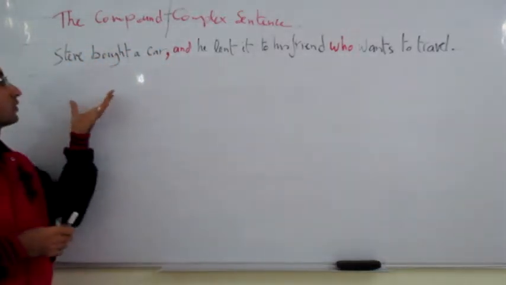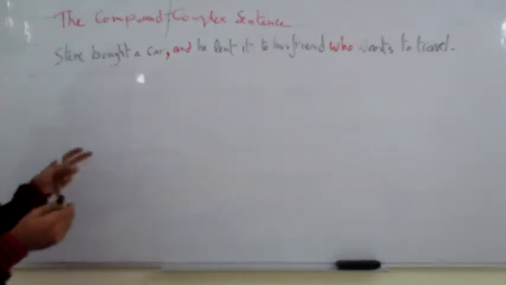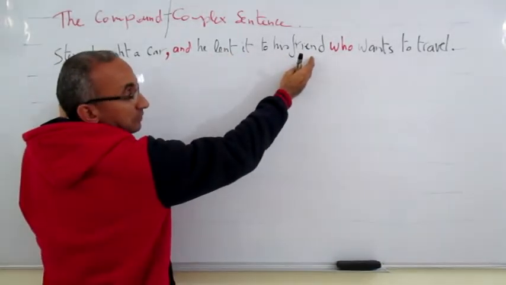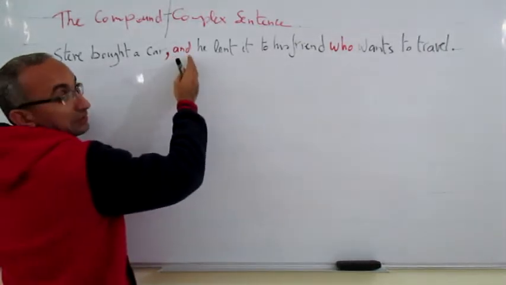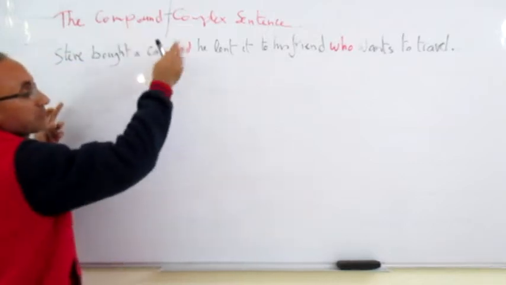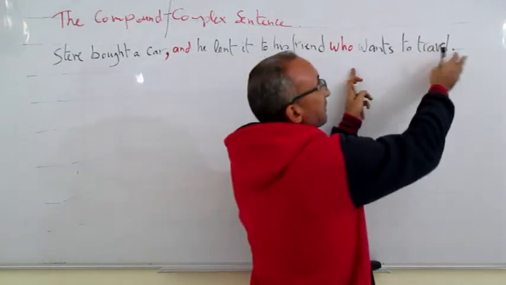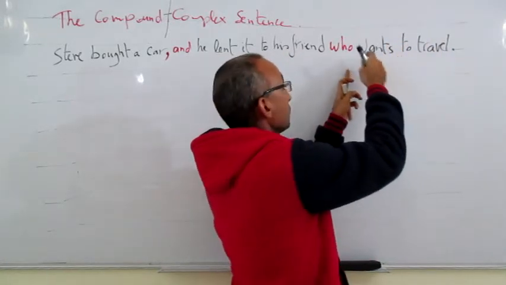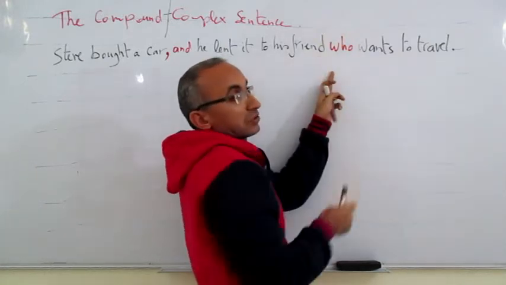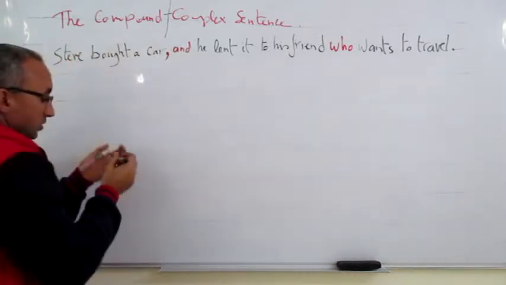Now, as you see here, we have a compound complex sentence, which consists of what? A compound sentence, meaning two or more independent clauses, joined either by fanboys or semicolon or conjunctive adverbs, plus one or more dependent clauses, which start with a relative pronoun, conjunction of subordination, or starters of the noun clause. So here is my compound complex sentence.